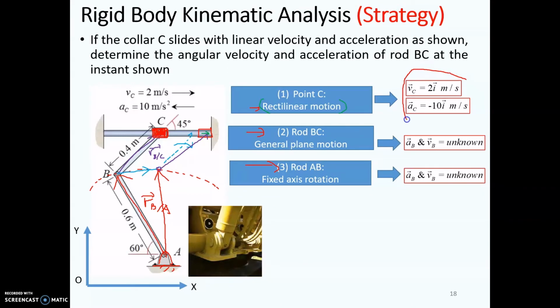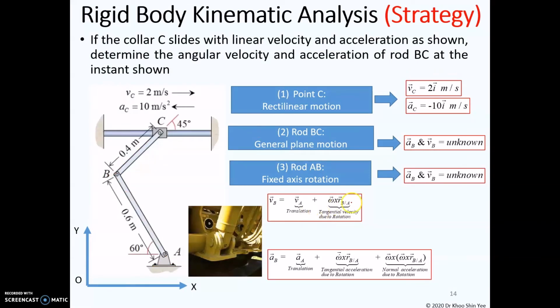The velocity and acceleration at point C are provided here, and we don't know the acceleration and velocity at point B here. In general, we can use these two equations to find the velocity and acceleration for the general plane motion case and the fixed axis rotation case. Let's consider the motion for the rod AB here first. To find the velocity at point B, you need the velocity A as well as the angular velocity and the relative displacement, which is from A to B.